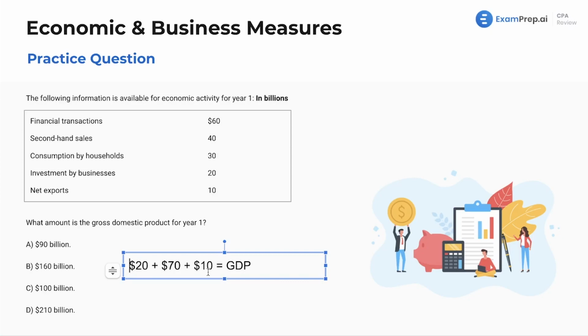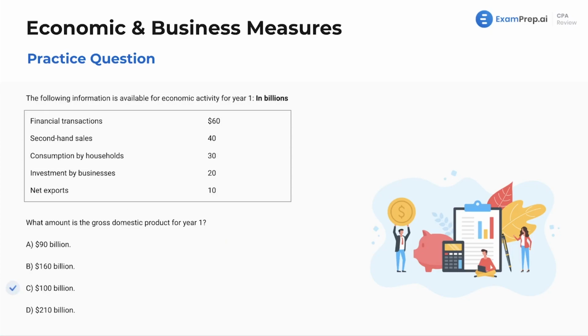We've got 20, we've got 10, we've got 70. Add these all together for the beautiful number of $100 billion. That is the GDP of this country. Awesome. Great question there. Let's move on.